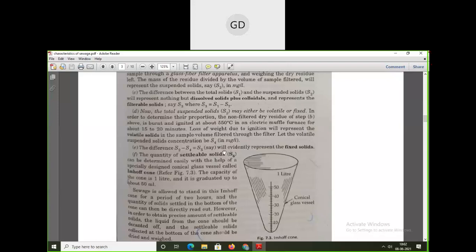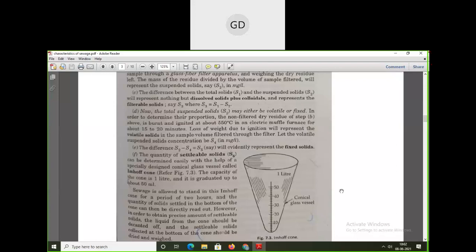Next comes the total suspended solids that you have got. It can be either volatile or fixed. So how do we determine their proportion?